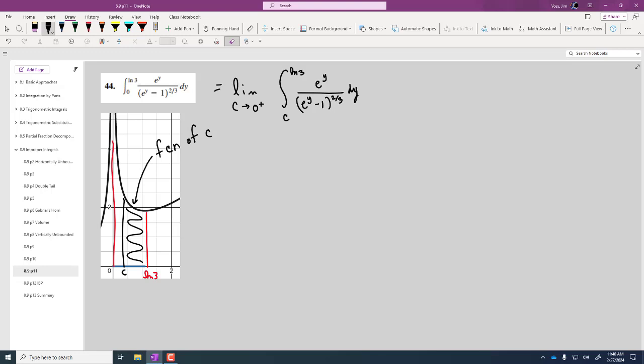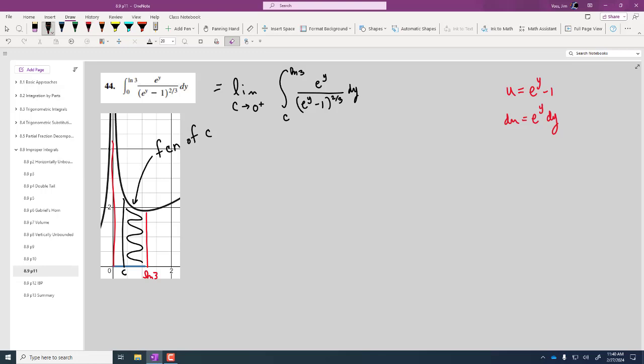All right, what technique of integration do you think we're going to use? U sub. Beautiful. You love u sub. What are we going to let u equal? e to the y minus 1. And this is only going to work if the derivative of this is present. And sure enough, the derivative is in the numerator. The derivative of e to the y minus 1 is e to the y.